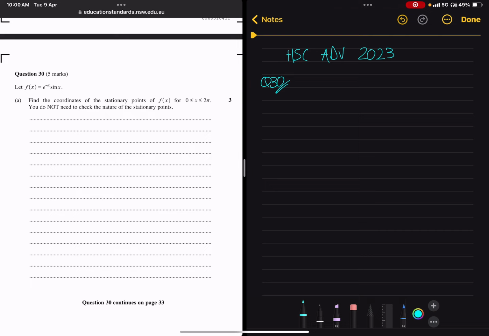Okay, that's important because it's going to be difficult to do, presumably. It's going to take too much time, so we won't do that. So stationary points, that's first derivative. We're told the function f(x) is equal to e to the minus x times sine of x. If we need the derivative, this is going to be a product rule. So this is u, this is v.